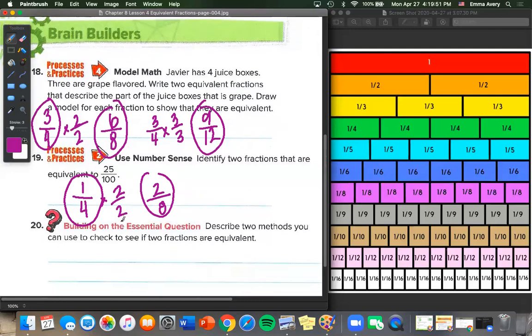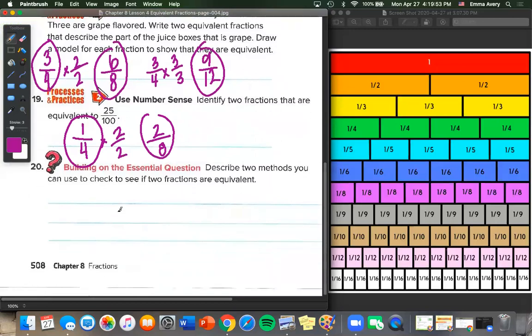Okay. And number 20, describe 2 methods you can use to check if 2 fractions are equivalent. Well, we've just done a bunch of them up here. We can use our model or our chart over here. We can use fraction tiles, or we can use multiplication. We can use all sorts of different things. So on to our homework.